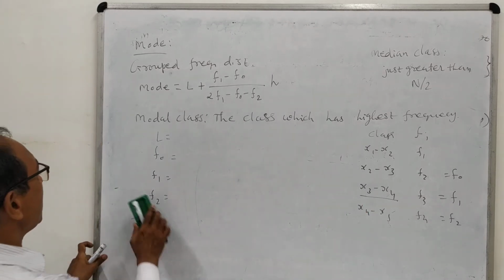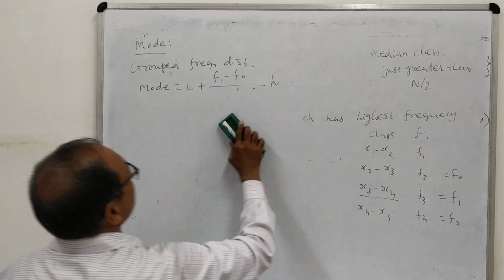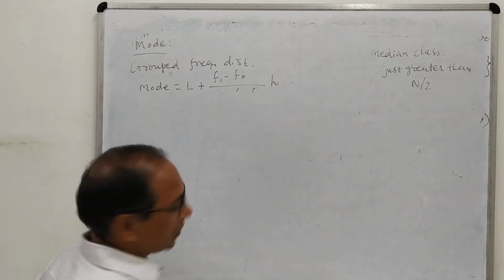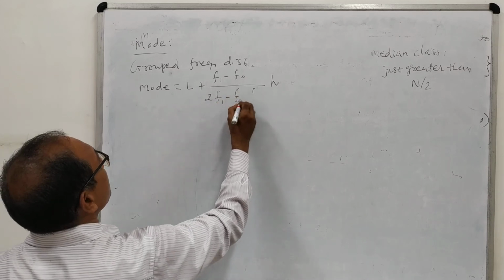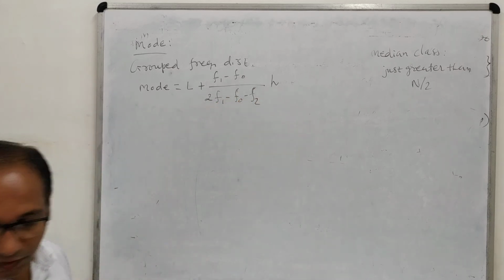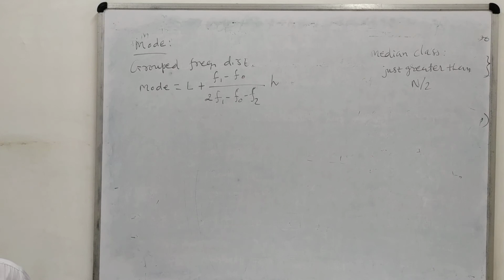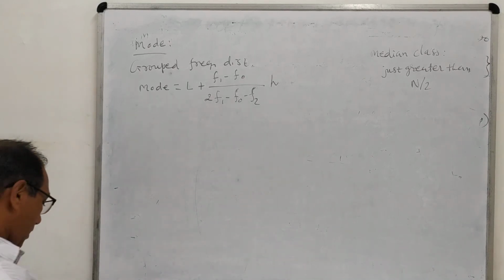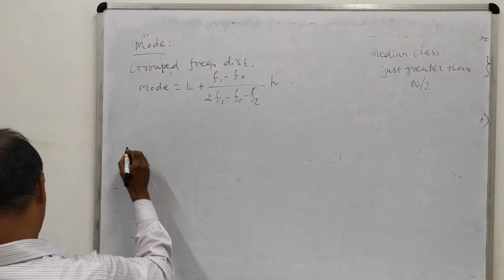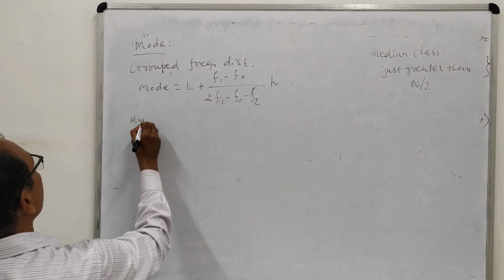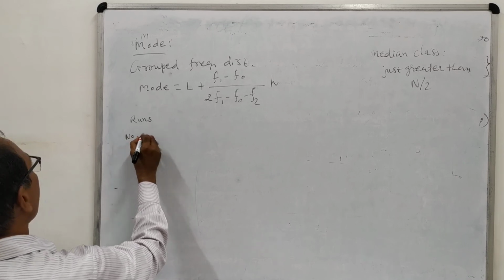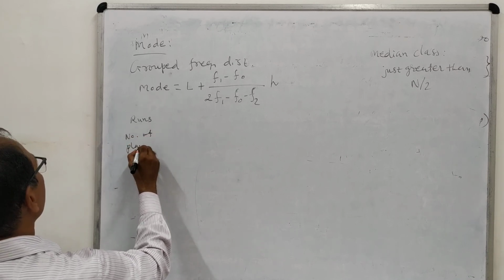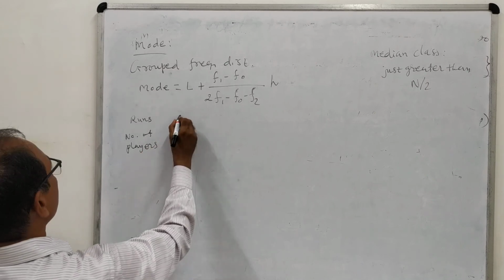So let us see one example. Here the formula was 2F1 minus F0 minus F2. Suppose we are given a table. Here one row shows runs and the other shows the number of players in a cricket match.